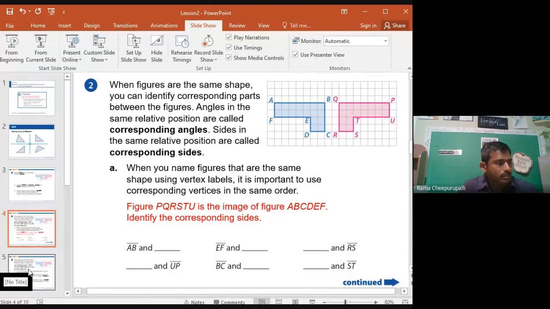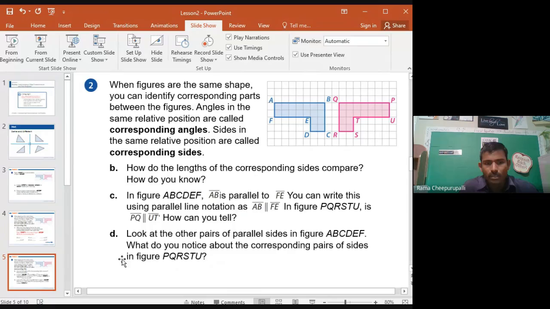Okay, good. Next one. So the next one, we can also say, you can see AB is parallel to FE. Look at this. AB, the line segment, is parallel to FE. If you move that one just here, QP is parallel to TU. Same way, AB is parallel to FE, and then you can say PQ is parallel to TU.